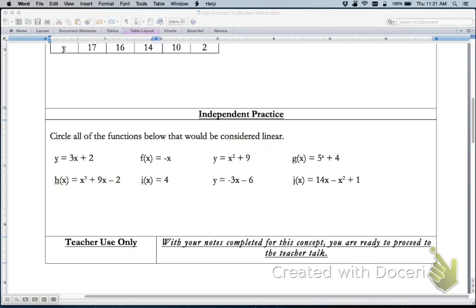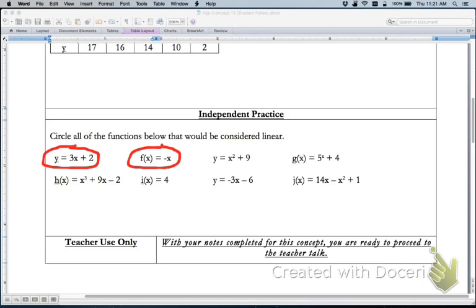Well, here we go. The first one, 3x plus 2, that's going to make a line because it's x to the first. As is the second one because it's x to the first, negative x. And remember, if there's no exponent on x, it's 1. Going to the right, x squared, not linear, it's x squared. 5 to the x on g of x, 5 to the x. The power, there is no x to the first in here other than in the exponent, so that's out.